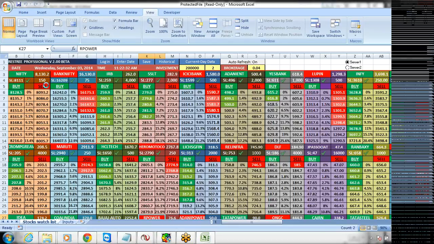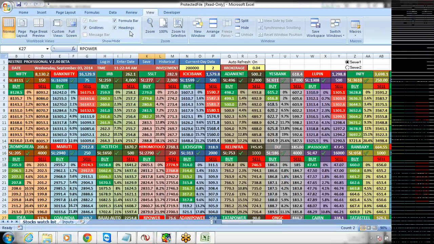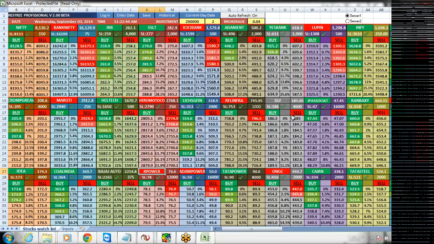Because Nifty is going up and in DLF we have a sell call. DLF is a high beta script actually, so it can reverse very easily. So we will just wait on DLF.